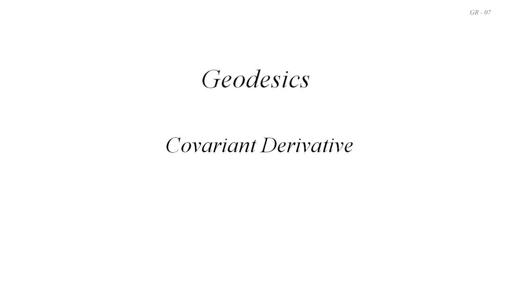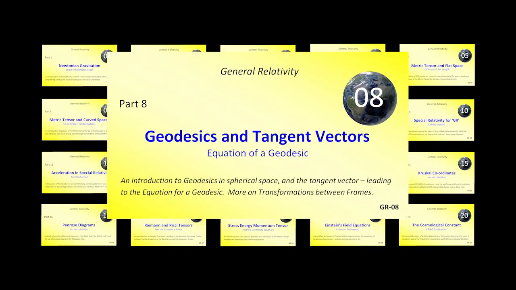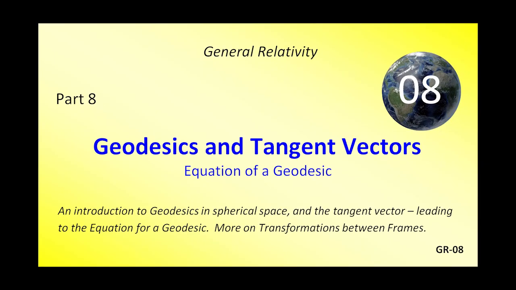We will start that discussion by first thinking about geodesics in general, and then we will be able to go on to think about how distances from one place to another can be optimized using this special form of differentiation, the covariant derivative. This video number 7 centered around the covariant derivative and the associated Christoffel symbols. In the next video number 8, we will have an introduction to geodesics in spherical space and the tangent vector, and that will lead to the equation of the geodesic.